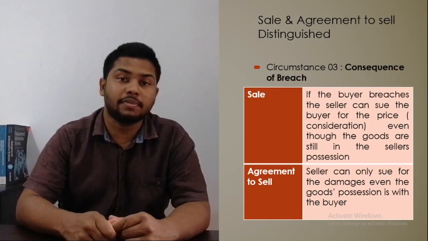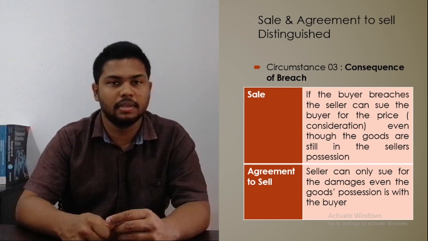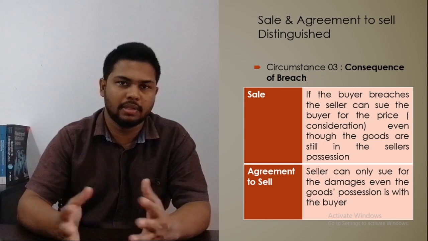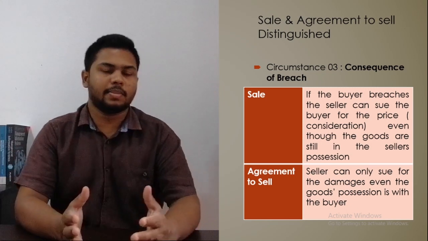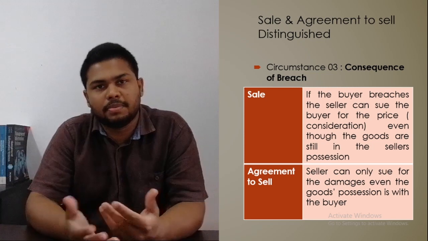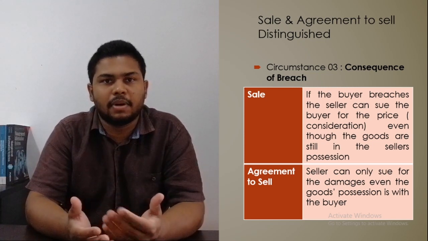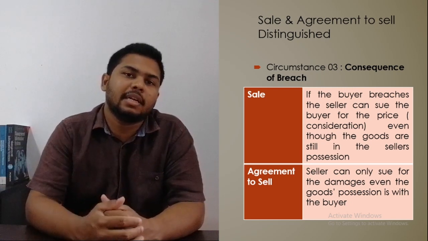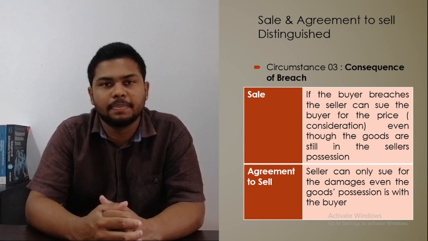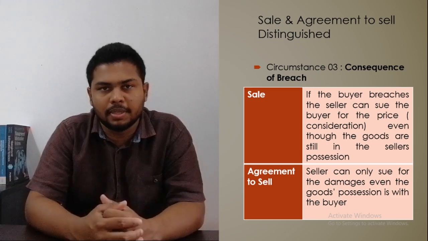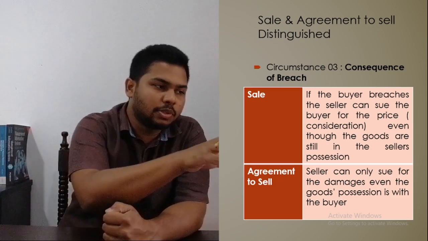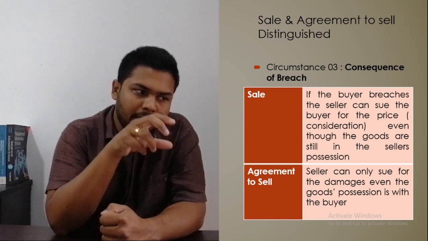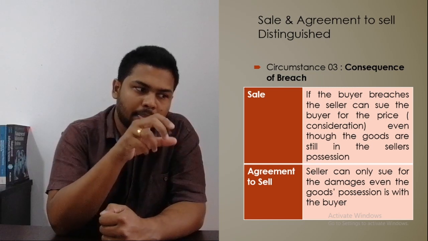Then the third one, consequence of breach. Be careful. We were discussing the breach of contracts, but not in a very informative or descriptive way. There are some other circumstances where one party may not be able to perform a term or a condition of the particular contract, in the sense that they will breach the contract, right? Fine. So when it comes to a sale, the consequence of breach: if the buyer breaches, the seller can sue the buyer for the price.